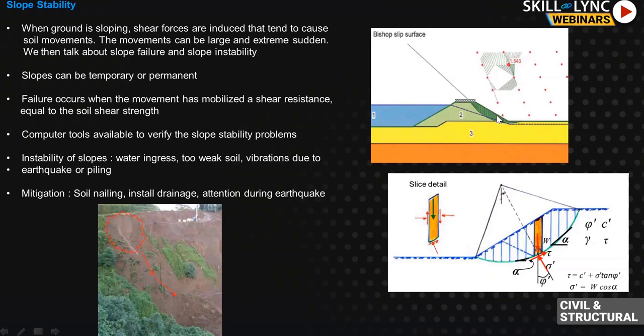Maybe if one vertical to 1.5 horizontal is not working, then you will have to change it to one vertical to one horizontal. But there also you have to do your optimization. If you can check, if you can work with one vertical to 1.5 horizontal, well and good.